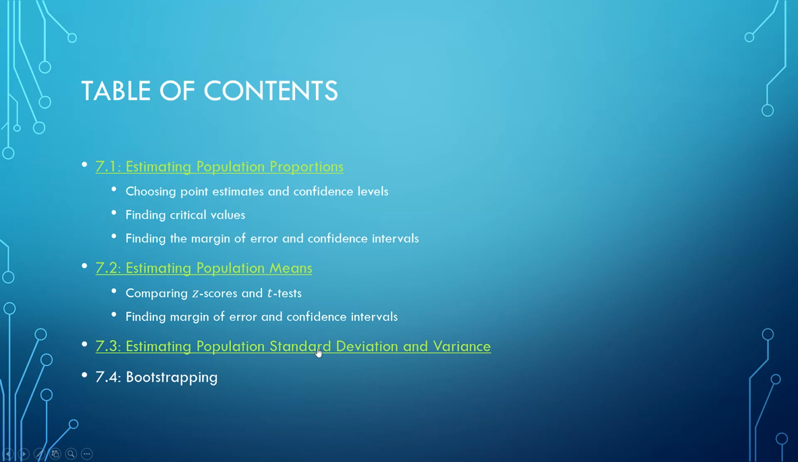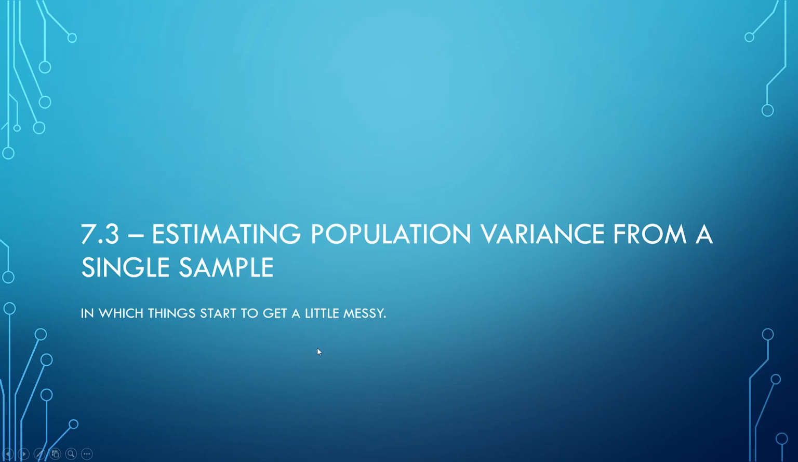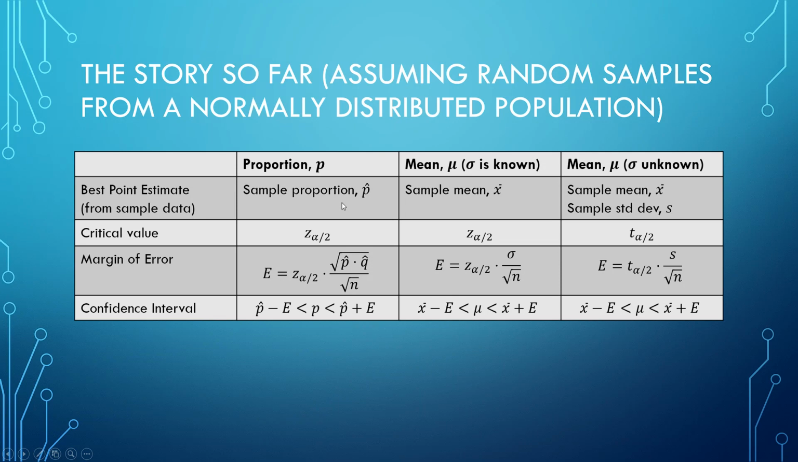Well, now we're going to start looking at variance. Things are going to get a little messy here, but bear with me, because the process will stay mostly the same. So we're going to look at population variance. We're going to look at variance because, hey, if you've got variance, you just square root that thing, you've got standard deviation.